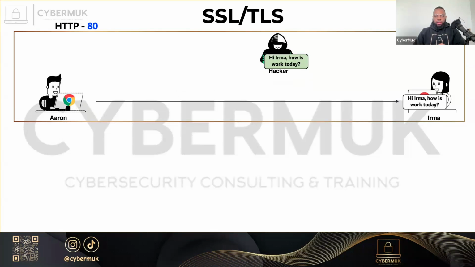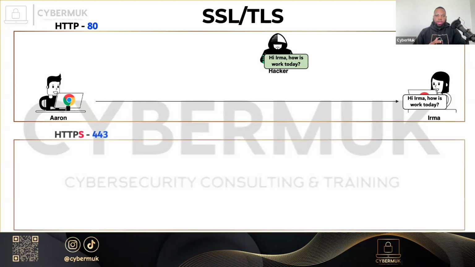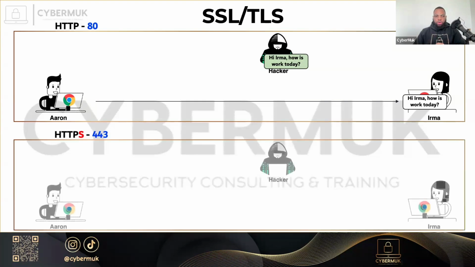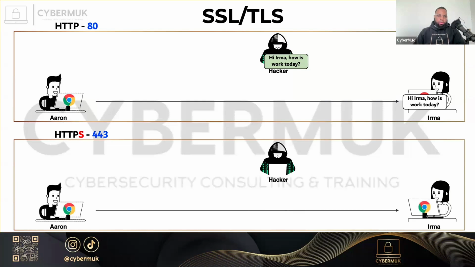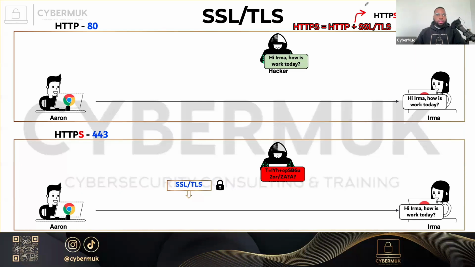This is on port 80. It's not encrypted, and hackers can read that communication in clear text. With HTTPS, what will happen is when Aaron tries to send a message, first the message will be encrypted with SSL/TLS. So next, if the hacker tries to read the communication, it will not make sense. It will be encrypted, so it will be in a set of unreadable characters. So as a summary, HTTPS is HTTP with the addition of SSL/TLS.